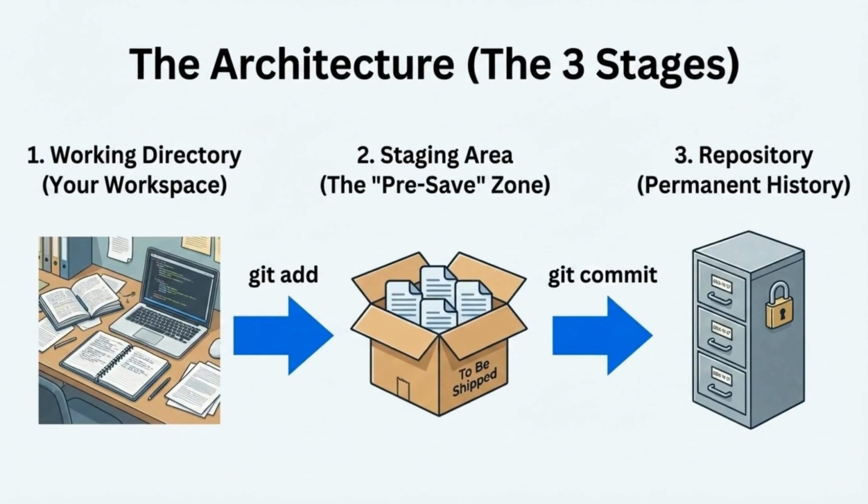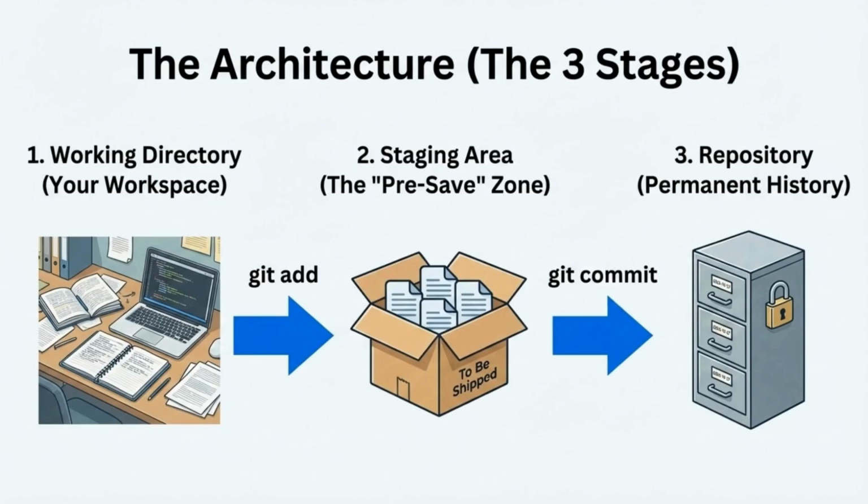To understand how to use this time machine, you need to understand how Git thinks. It's not just open and save. Git uses three distinct stages. First you have your working directory. This is your desk. It's where you're currently typing, making a mess or whatever it is. So these changes aren't tracked yet.